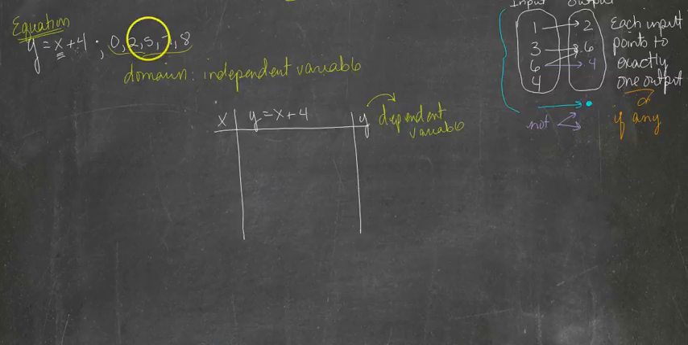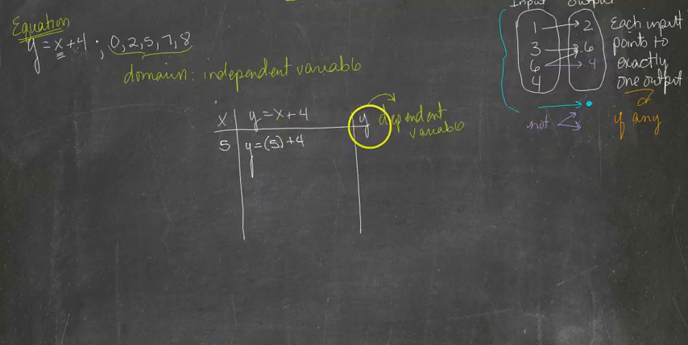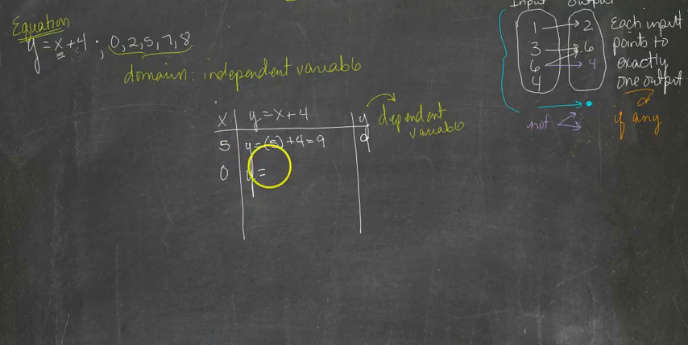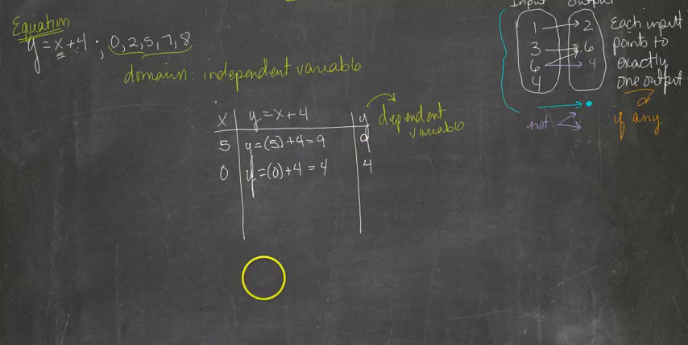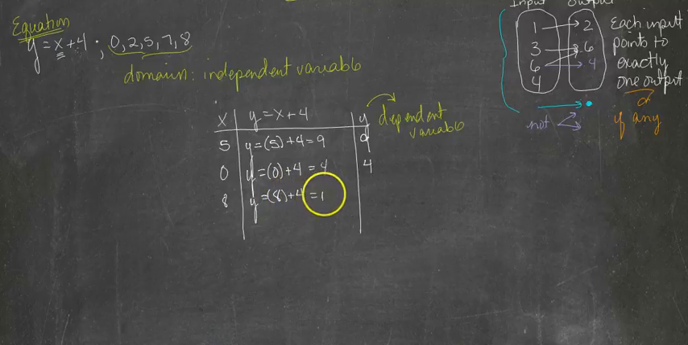And I'm going to choose to put 5 in. I'm going to choose 5 for x. So in the x column I'm going to put a 5. So y equals 5 instead of x plus 4. So y equals 9. And I'm going to put 9 over here. This time I'm going to choose 0. Y equals 0 plus 4. So y equals 4. So now instead of having to work on scratch work over here, I can actually put all my work right here and I can see exactly what happened. This time I'm going to choose 8. So y equals 8 plus 4, and that's 12.